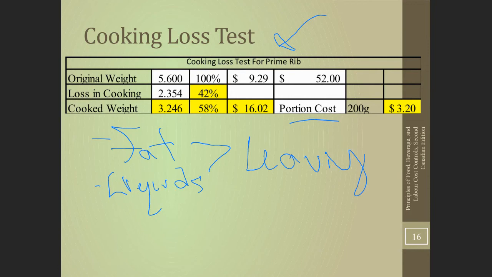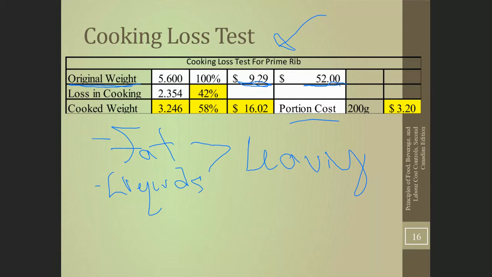Here we have the original weight. So let's say our prime rib weighed 5.6 kilograms. Let's say our cost per kilogram was originally $9.29, which means that our entire prime rib cost us $52. So we're just multiplying those two to arrive at the original cost.